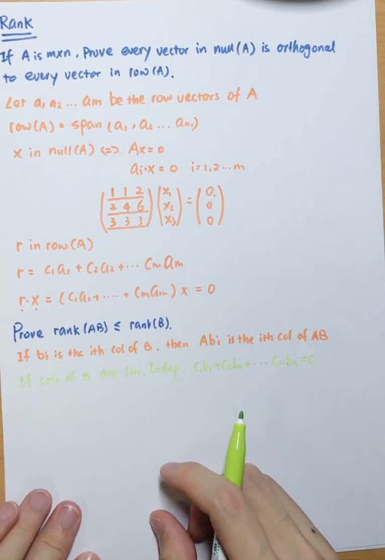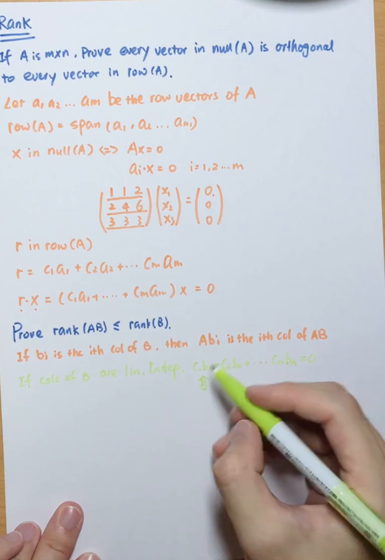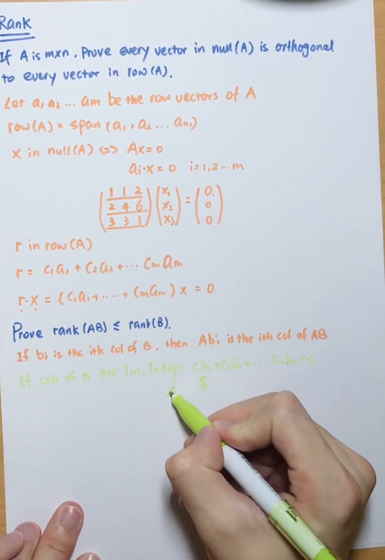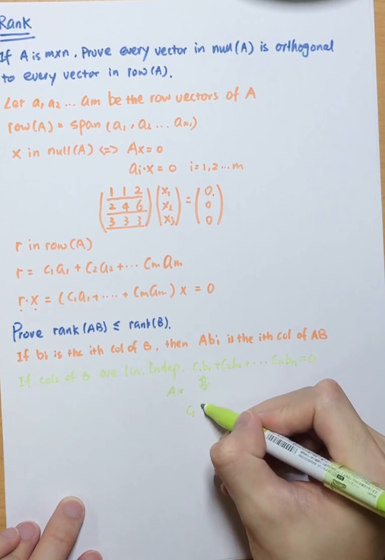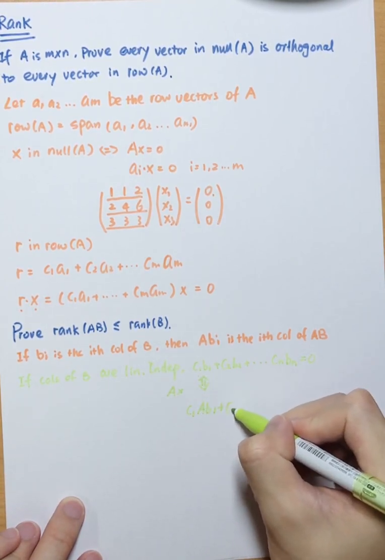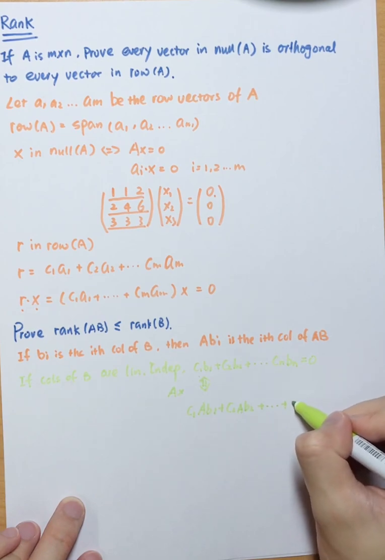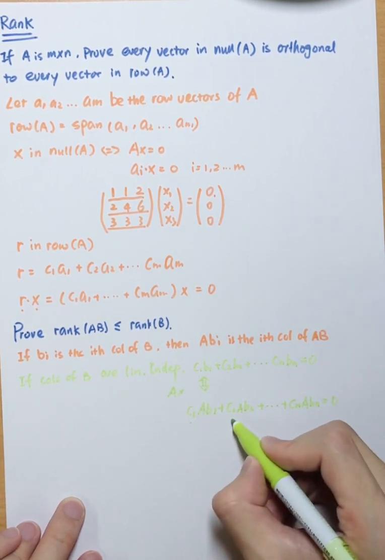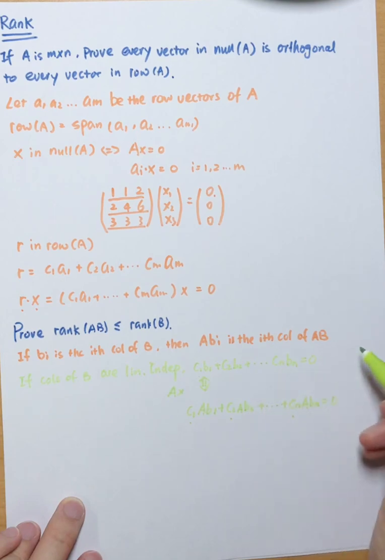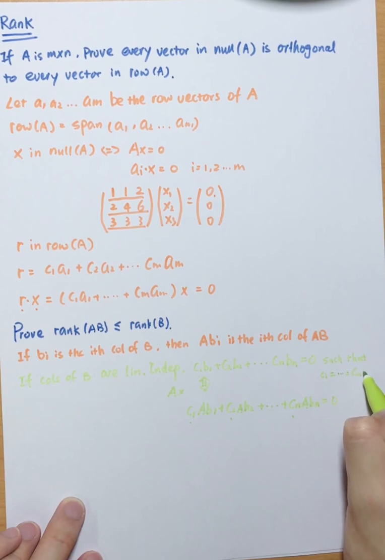Okay? So let's look at AB. So we multiply A to this equation. Can we? Yes, we can. So it's C1Ab1 plus C2Ab2 and plus all of them until CnAbn is 0. And C1, C2, Cn is still 0. So I need to put some words here such that C1 equal to Cn is 0.